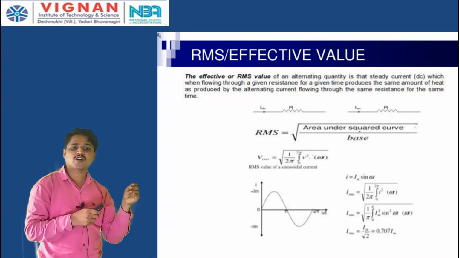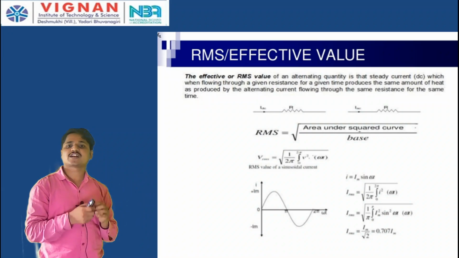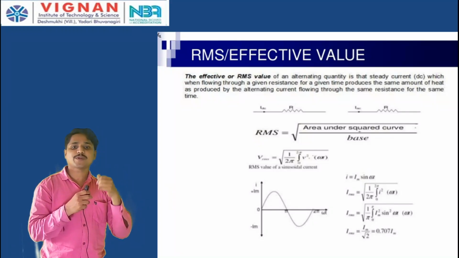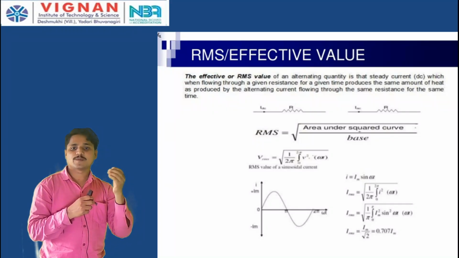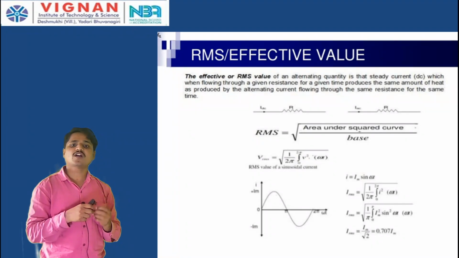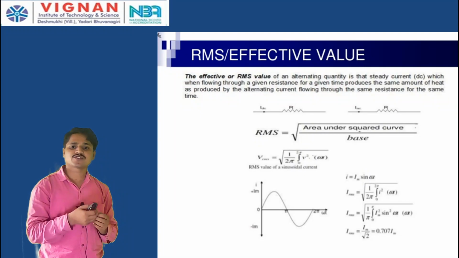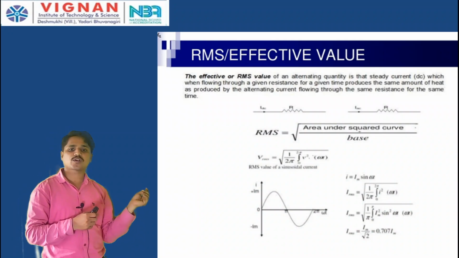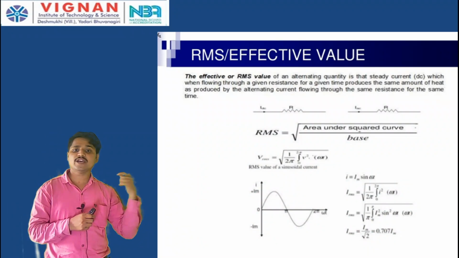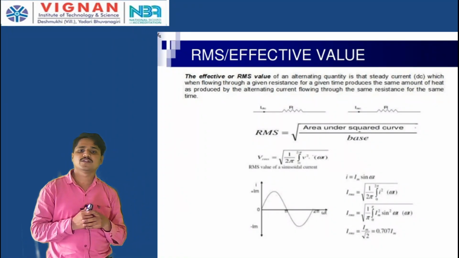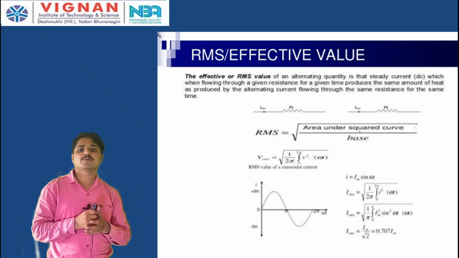So, the RMS value of an alternating quantity is the steady state current or DC current which, when flowing through a given resistor for a given period of time, produces the same amount of heat as produced by the alternating current flowing through the same resistance for the same time. Therefore, this RMS value is given by the square root of the area under the squared curve divided by the base value. RMS means root mean square value.